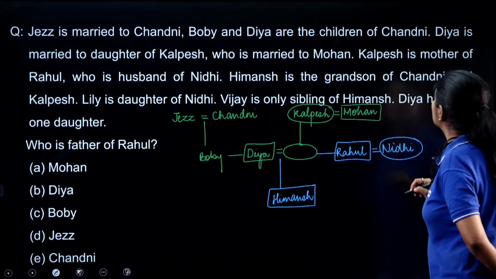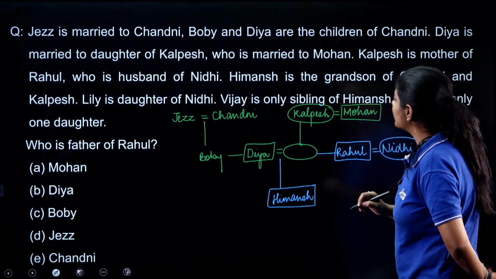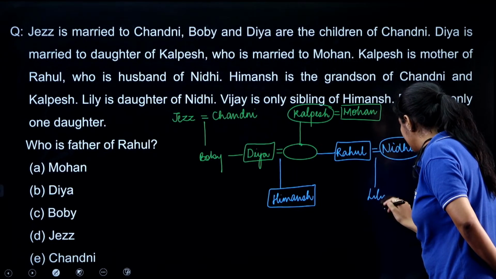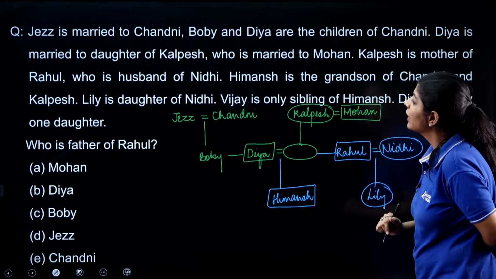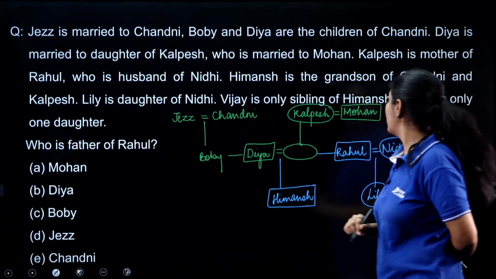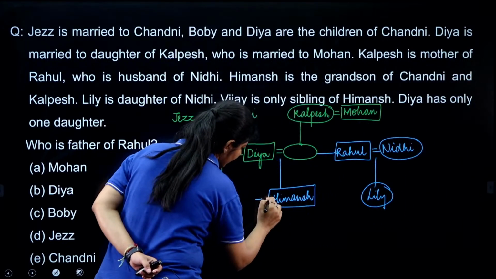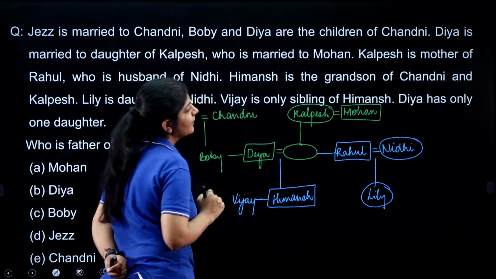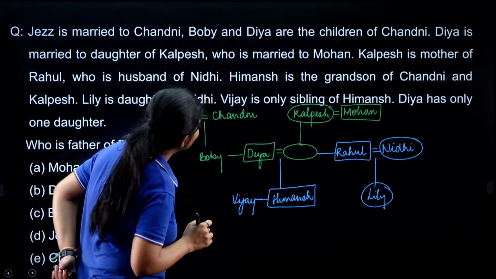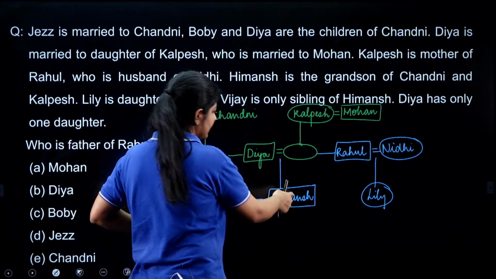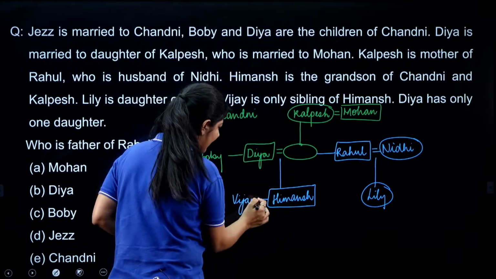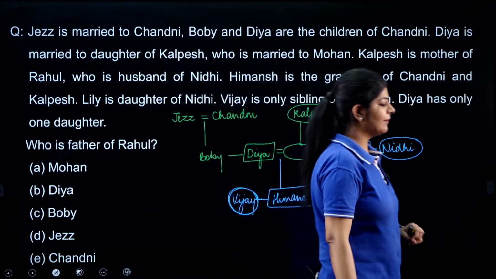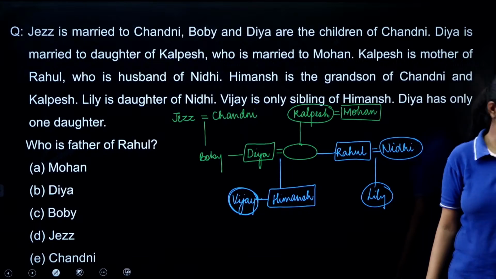Next. Lily is a daughter of Nidhi. Vijay is the only sibling of Himansh. So here we are having Vijay. Next. Diya has only one daughter. So this is the male, and we can say that there are chances that this is a daughter. So this is my family tree.